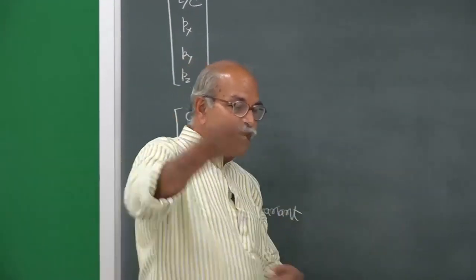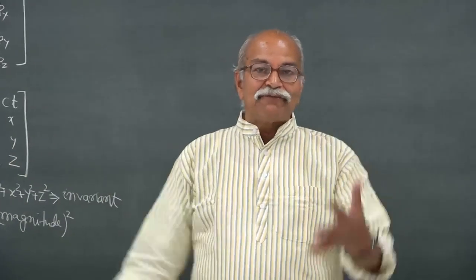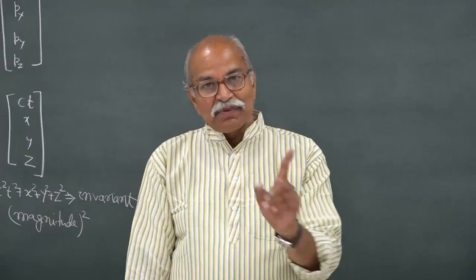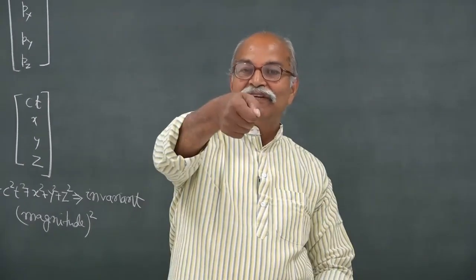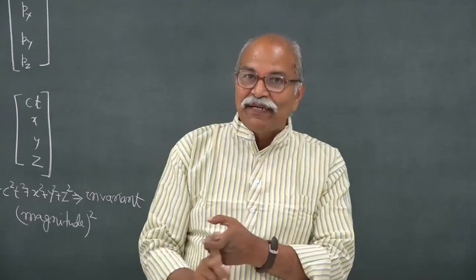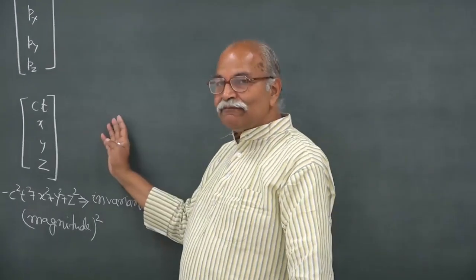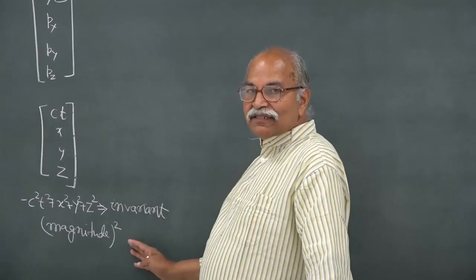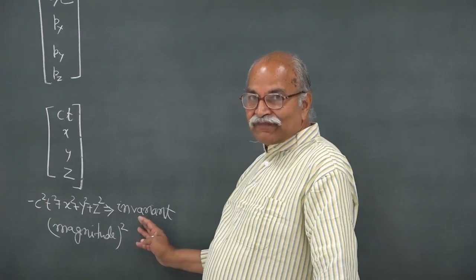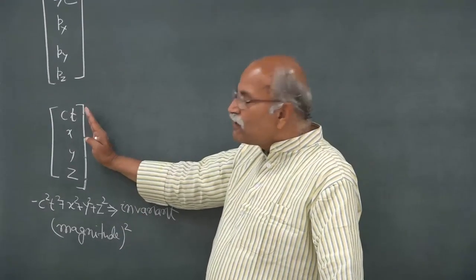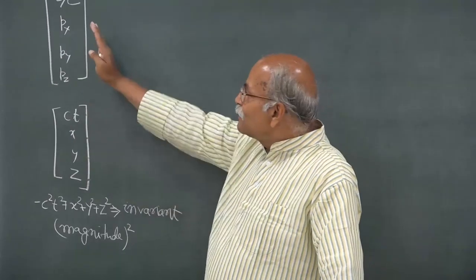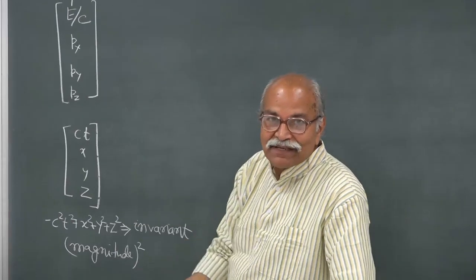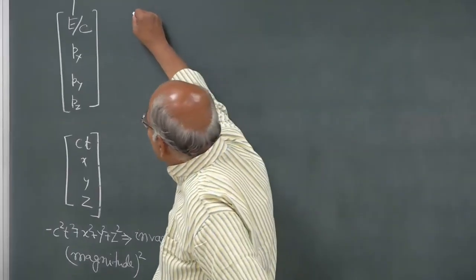So, when you rotate the frame in 3-dimensional geometry, the x, y, z components change, but the length of the vector does not change. In that same spirit, when we are going from S to S prime, these components will change, but this quantity, which is the magnitude square, will not change. And since the transformation of this 4-vector and this 4-vector are identical, that is why they are 4-vectors. That same matrix you have to write there.